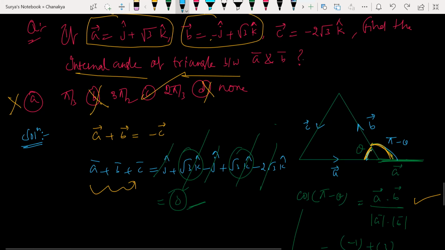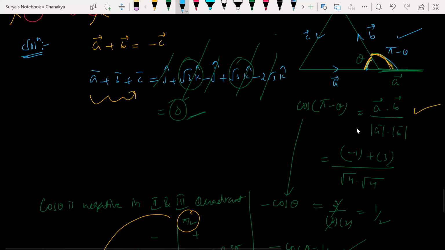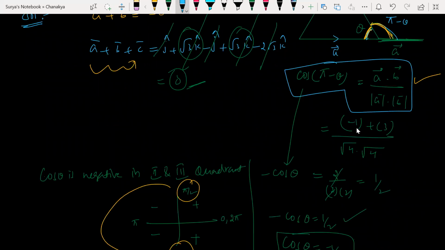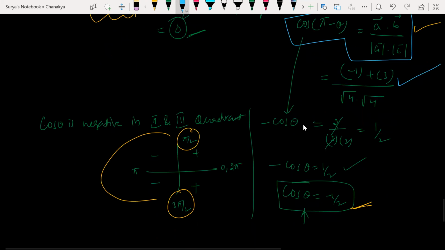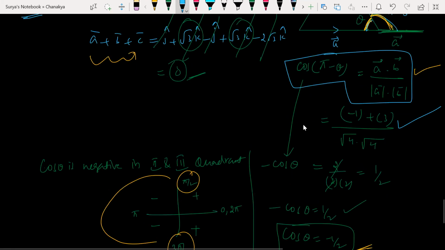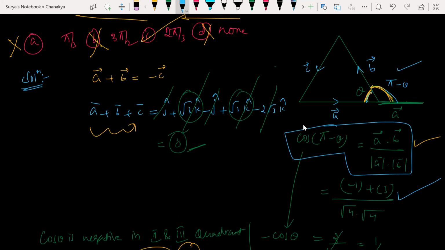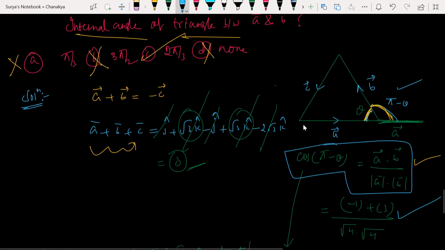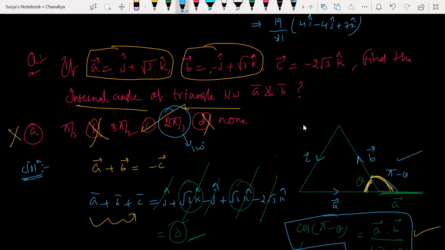He's asking the internal angle between A and B. If it is theta, then this is pi minus theta. So cos theta, as per the formula, A dot B gives me minus 1 plus 3. I solved that. Cos theta is negative, so it lies in the second and third quadrant. Its angle should be between 90 and 270, but not equal to 90 or 270. Between, it should be in the middle, okay? So which one is in the middle here? 120. This is 120 degrees. Hope it is clear to every one of you.